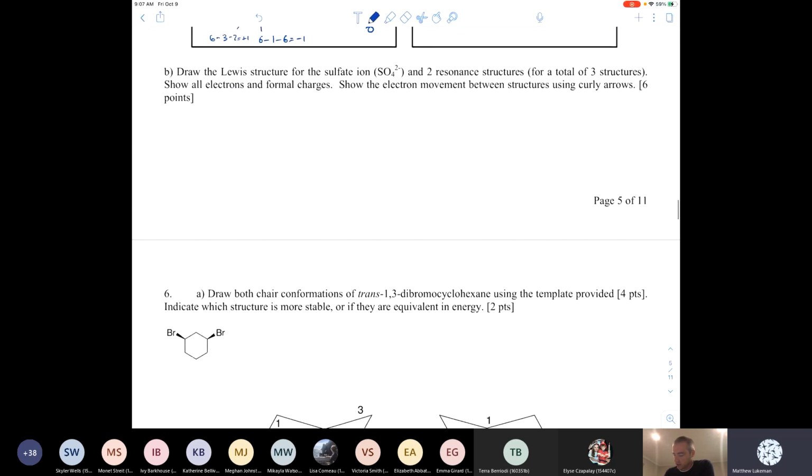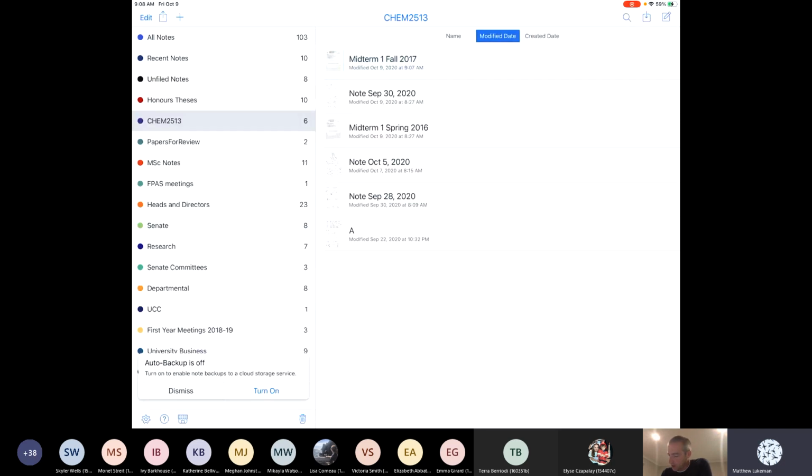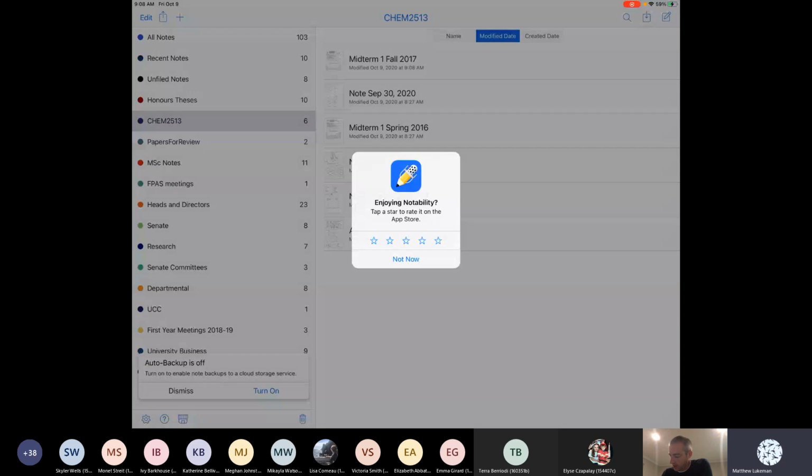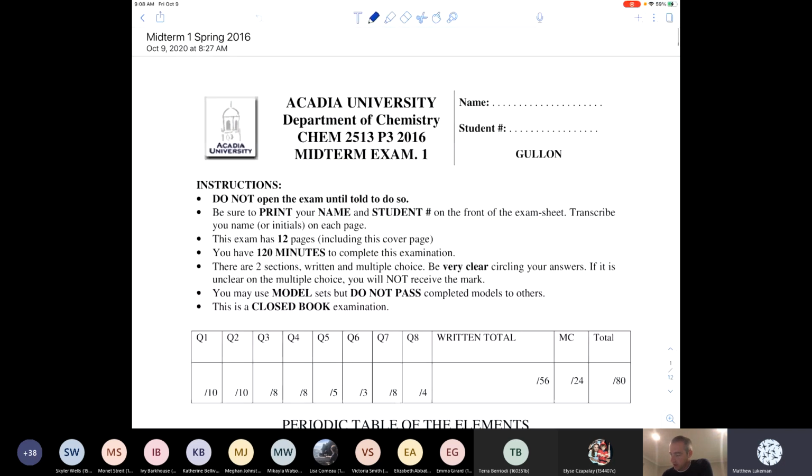Resonance structures. Draw the Lewis structure for the sulfate ion, SO4 2-, and 2 resonance structures for a total of 3 structures. I'm going to do this one, but before I do, I'd like to do a different resonance structure question, which is more like the ones we would typically ask you. I'm going to jump to this, the spring 2016.